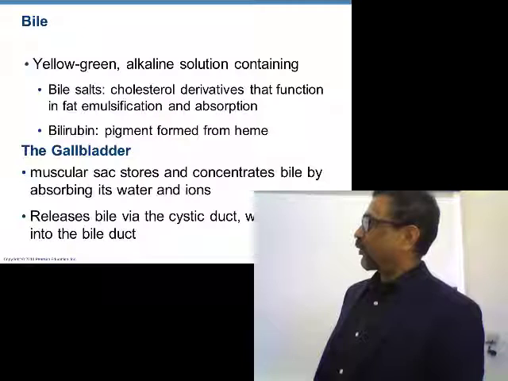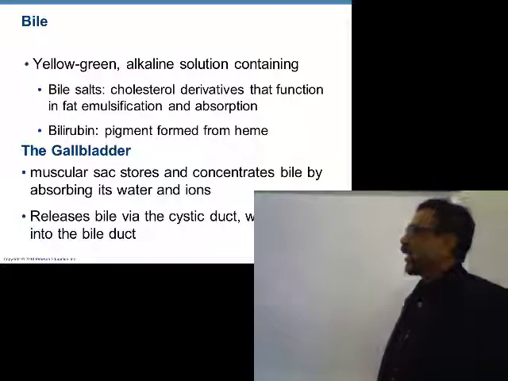Not only stores, gallbladder takes the water out from that bile and makes the bile highly concentrated. And that concentrated bile remains in the gallbladder. And when you eat food, gallbladder gets signal from your stomach, okay, that food is there, and contracts to eject the bile, and bile enters into the bile duct and goes to the duodenum.